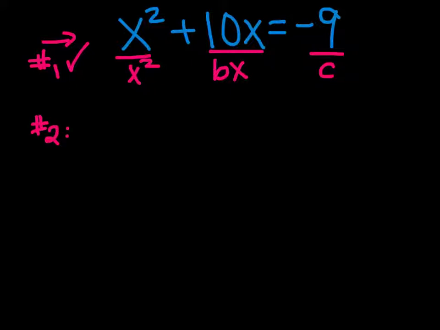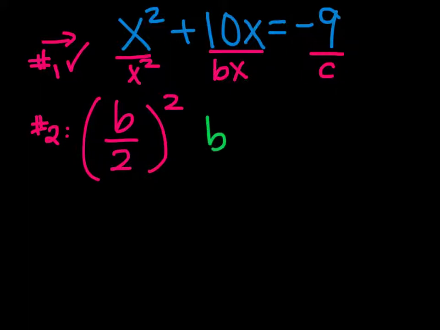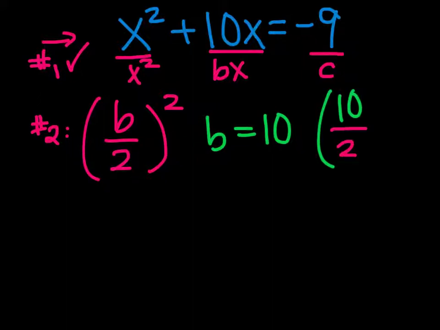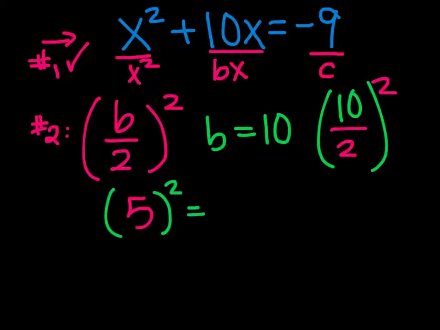Step number 2 tells us that we need to take b divided by 2 and square it. Our b term is equal to 10. So we take 10, divide it by 2, and then square that. 10 divided by 2 is 5, and if we square it, we end up getting 25. That is the information we're eventually going to add to both sides of our equation.